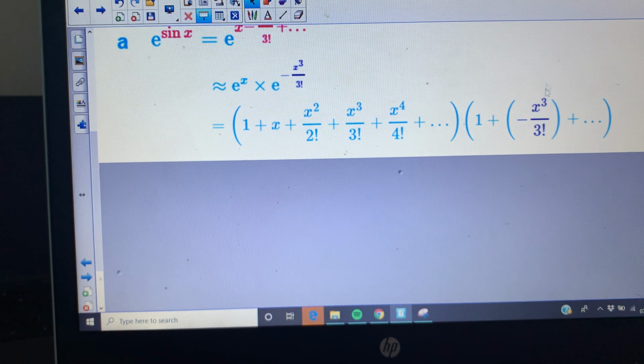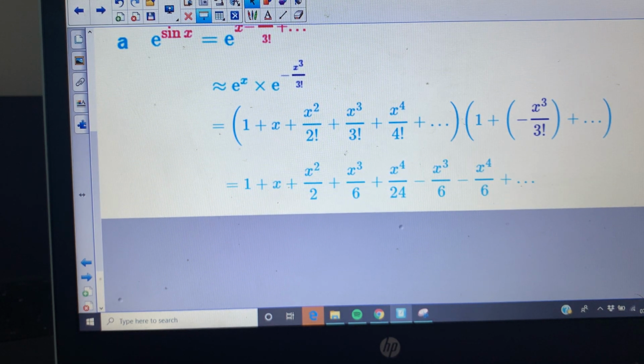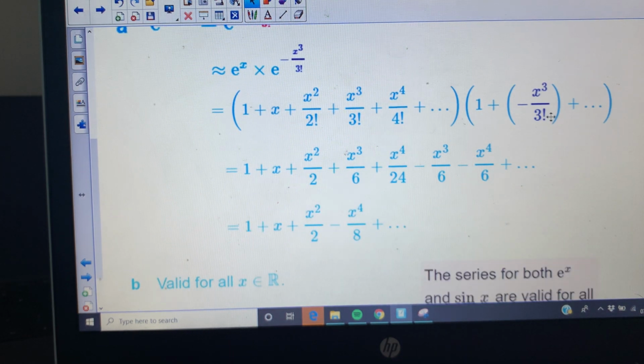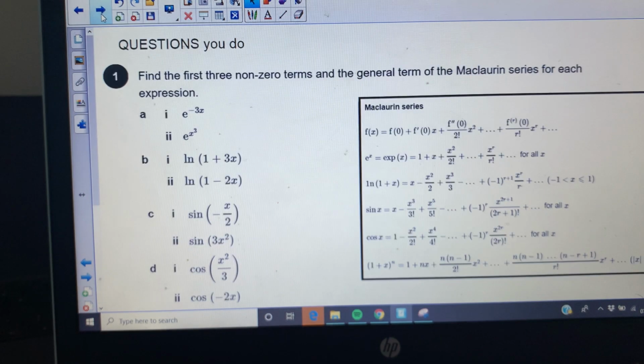You're now going to expand these, so multiply everything by 1 and then everything by x cubed over 3 factorial. But as soon as I get beyond this term, I'm just going to start getting x to the 5s, so I don't bother with that anymore. And then I gather them together. So there's my answer. Now, e to the x and sin x are valid for all x, so this expansion is valid for all x.